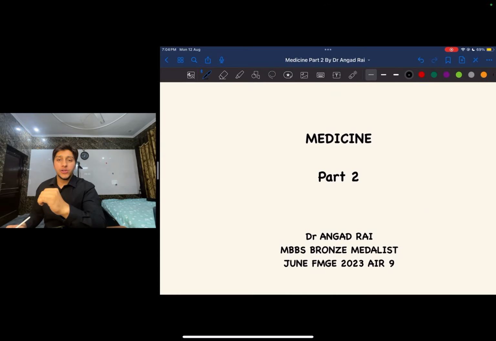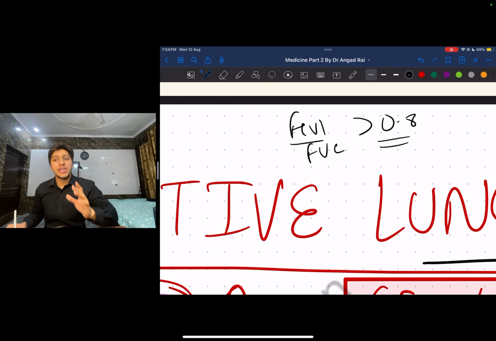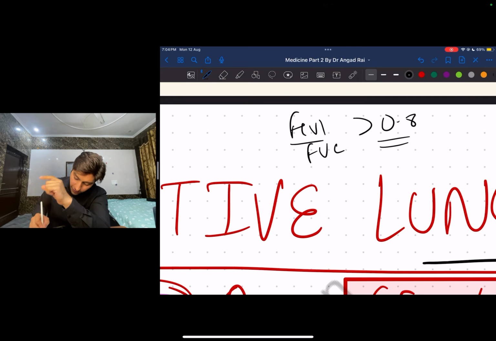So here in part 2 of medicine, this time we're going to talk about restrictive lung disease. In the first part, we discussed obstructive lung disease. So guys, in restrictive lung disease, what we have to remember is first the ratio. The FEV1 by FVC ratio is this time going to be more than 0.8. Remember in obstructive lung disease, how much it was? Less than 0.7.